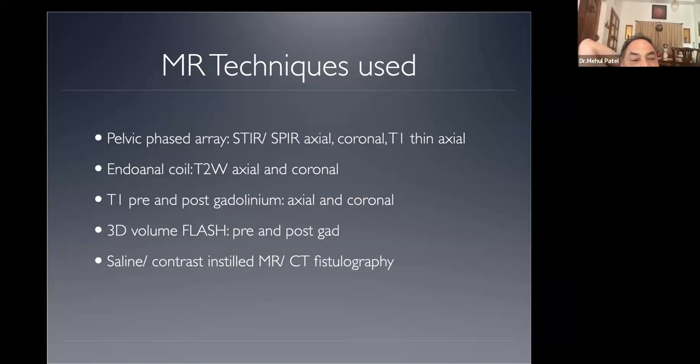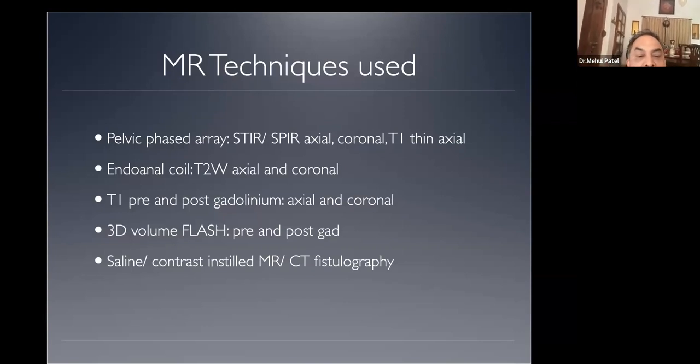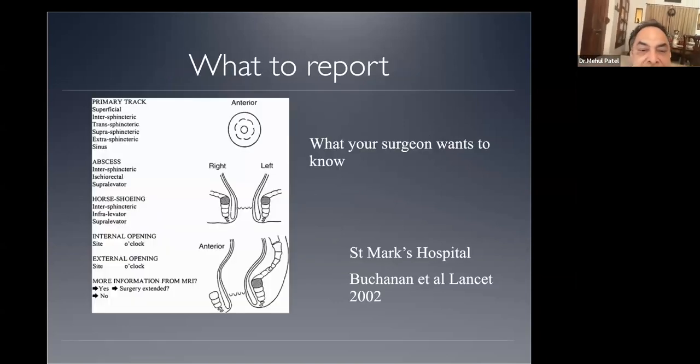Now the MR techniques that are used, I've just explained. In the old days, we were using the endoanal coil. We don't do that anymore. GAD, we have a paper to show that GAD makes it better, but a lot of people don't use GAD, 3D volume flash, etc. We can instill saline or contrast and do an MR or CT fistulography. It is not required, let me tell you.